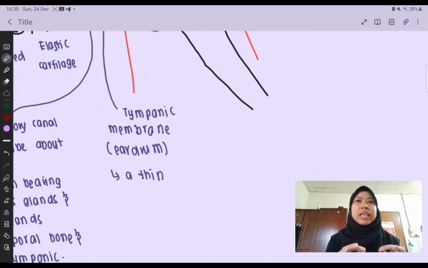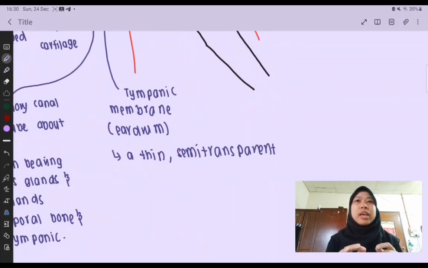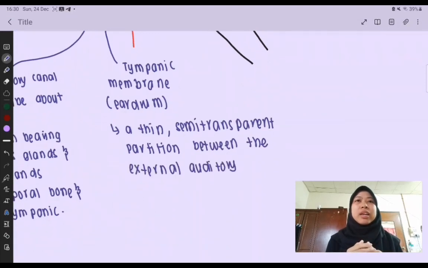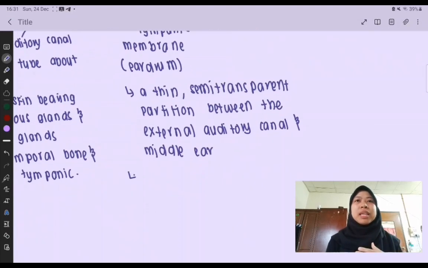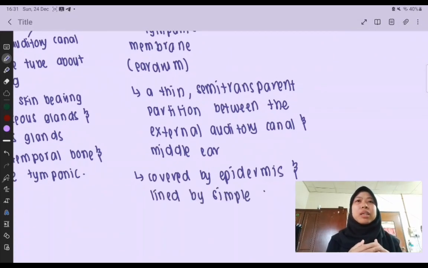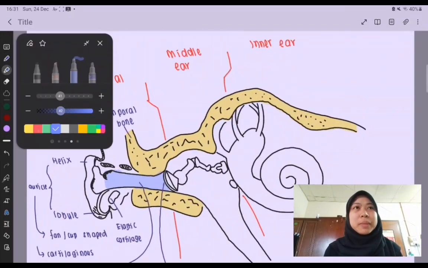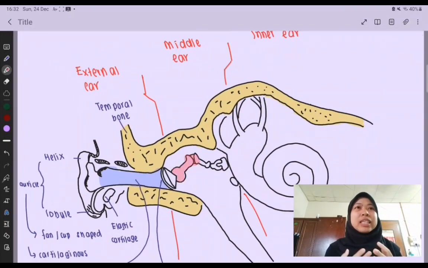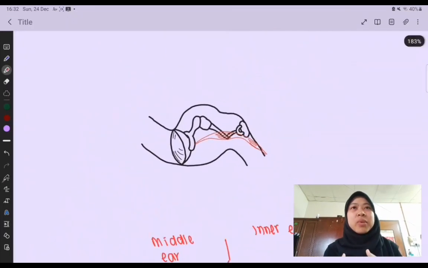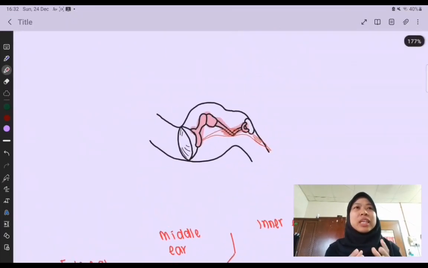The eardrum is a thin and semi-transparent partition between the external auditory canal and the middle ear, covered by epidermis and lined by simple cuboidal epithelium. Anatomy of the middle ear: as we can see, these tiny three bones that I highlight with the red color are the auditory ossicles.